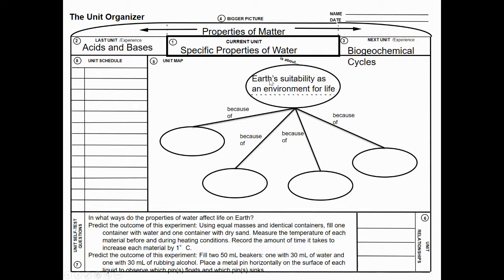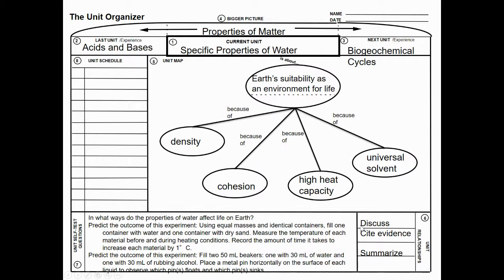Specific properties of water is about Earth's suitability as an environment for life, right? That's what we've been talking about. How do all of these properties allow life on Earth to exist as it does? And we found that some of those properties were density, cohesion, high heat capacity, and a universal solvent. So those are the ones that we're going to explore a little more.